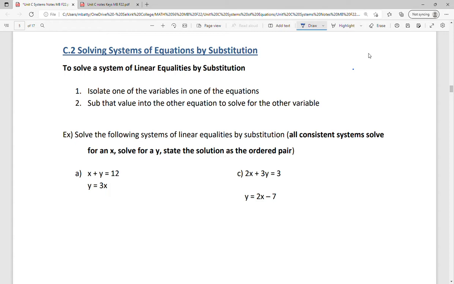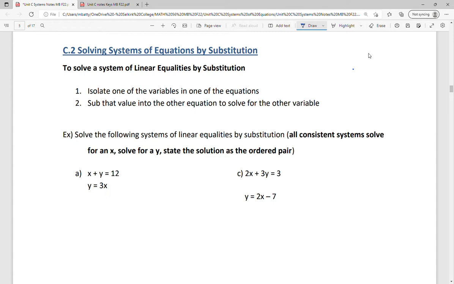Or we could have an inconsistent system where the lines actually ran parallel, they had the same slope, and that's the case where there's no value of x or y that's ever going to satisfy both of those equations at the same time. They're never going to touch each other. So hopefully we have a good start on this with solving by graphing.